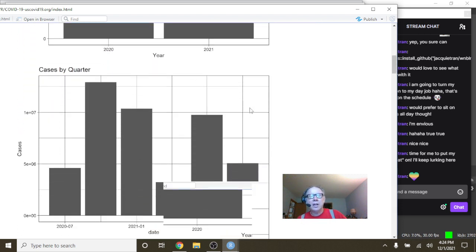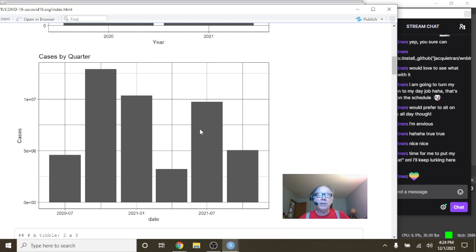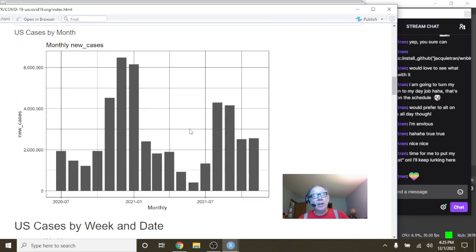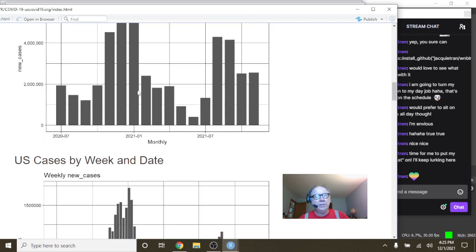This is the cases by quarter, and you can see that the third quarter 2021 is the quarter with the third most cases so far. And you come down and look at monthly cases. Again, you can see we had this declining pattern, fairly low numbers down through the spring and summer.